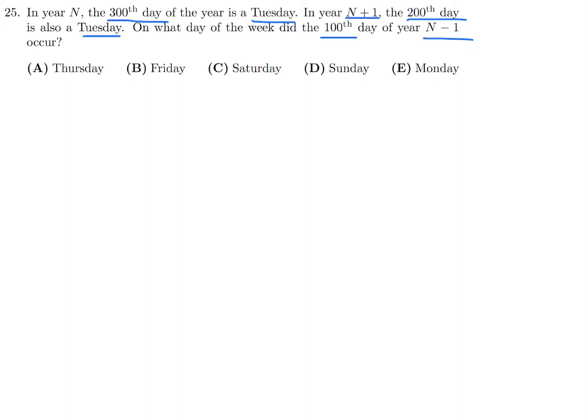So the first thing I'm going to do is draw out a little bit of a calendar for this question. And let's start filling in our values. The first thing they tell you is that in year n, the 300th day is a Tuesday. So the 300th day is this Tuesday. And we have to work from there.